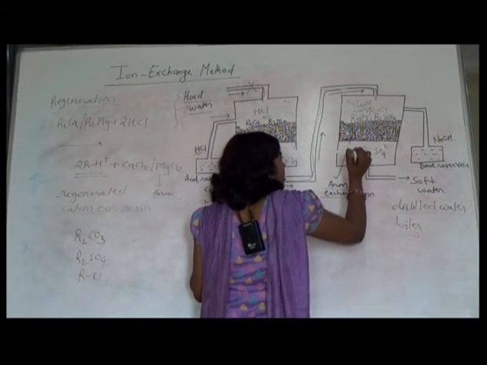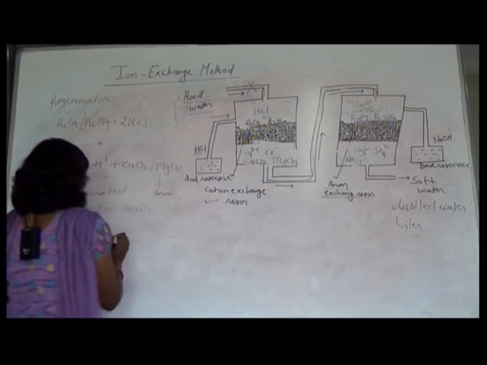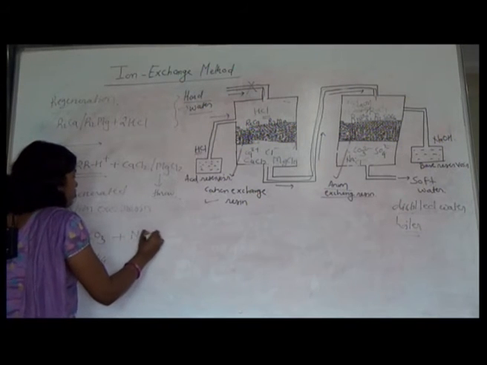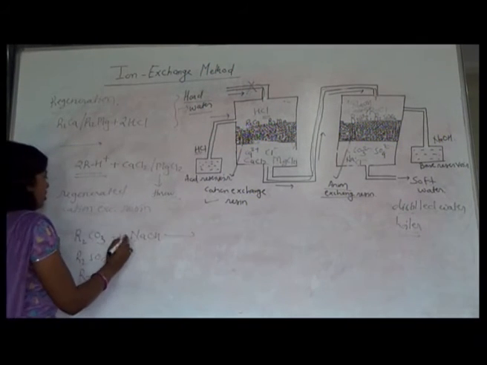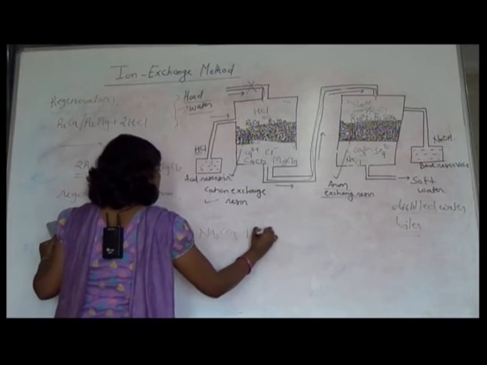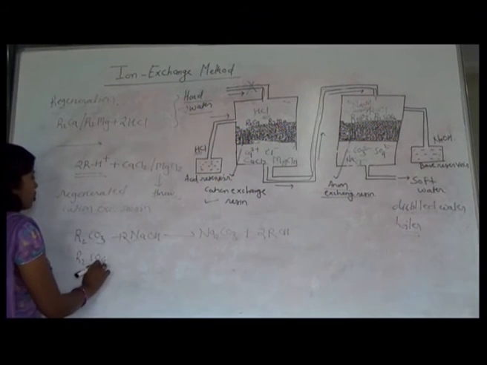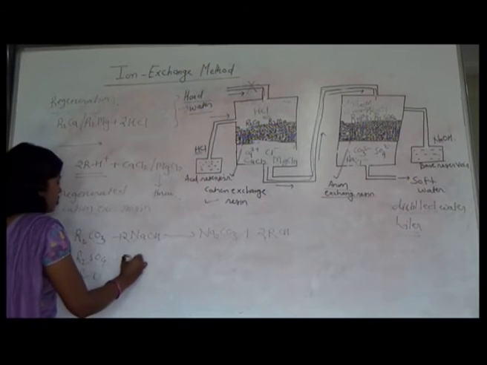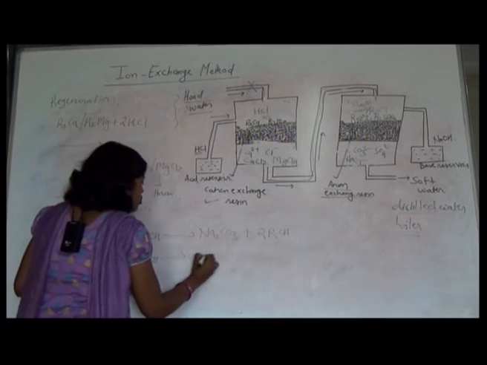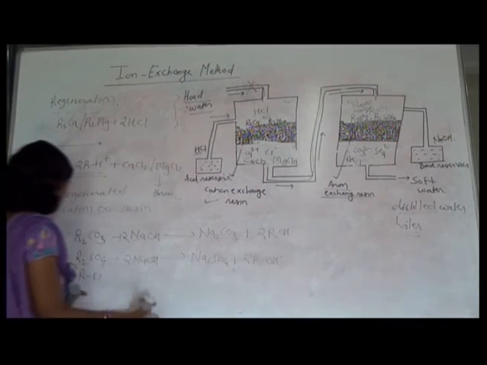Na remained in the solution as it is. Now what about the exchange? R2Ca plus NaOH, there is formation of Na2CO3 plus 2ROH negative. Now then, R2SO4 plus twice NaOH, there is formation of Na2SO4 plus 2ROH negative.